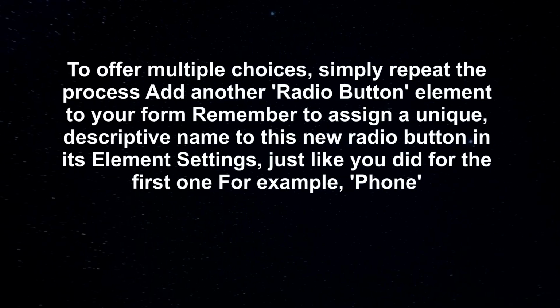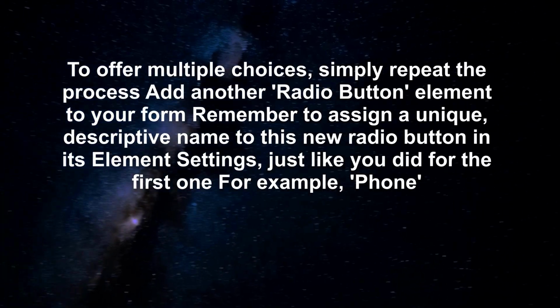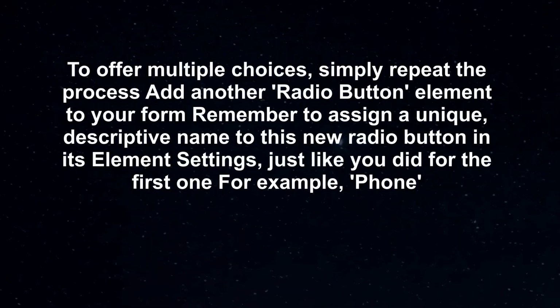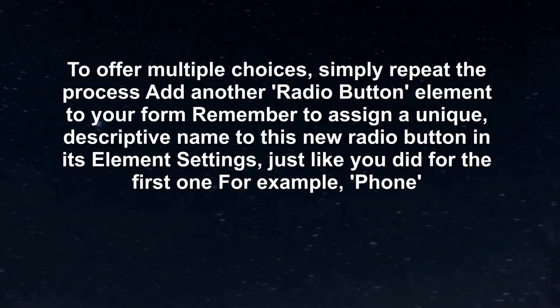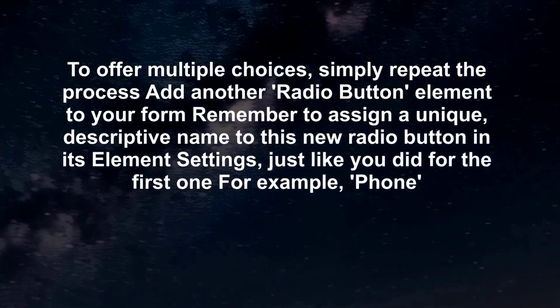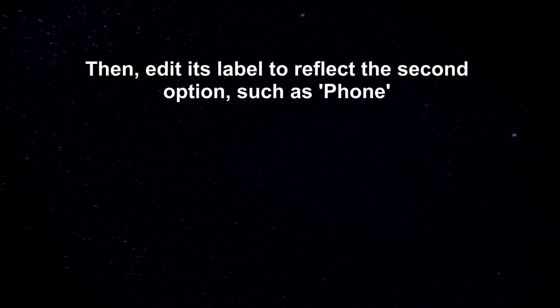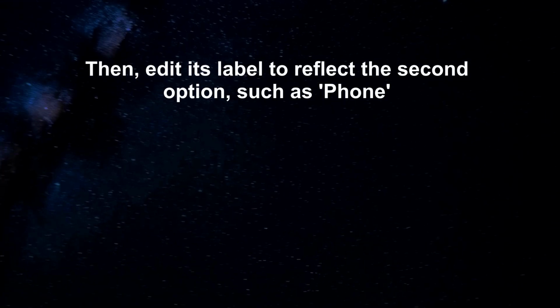To offer multiple choices, simply repeat the process. Add another radio button element to your form. Remember to assign a unique, descriptive name to this new radio button in its element settings, just like you did for the first one, for example, phone. Then, edit its label to reflect the second option, such as phone.